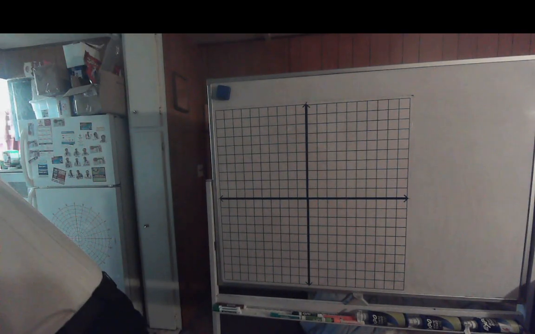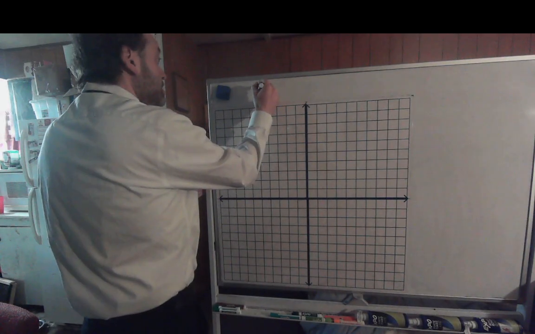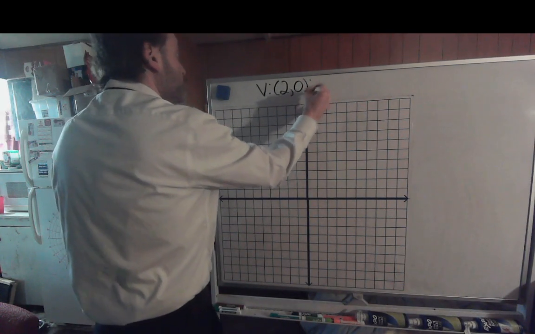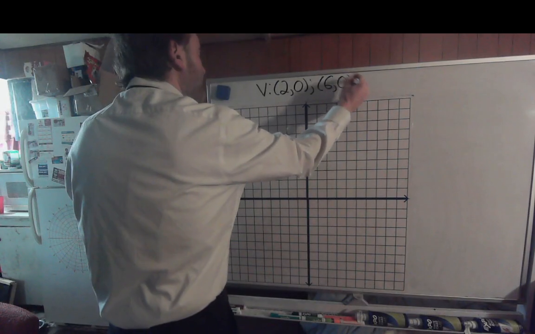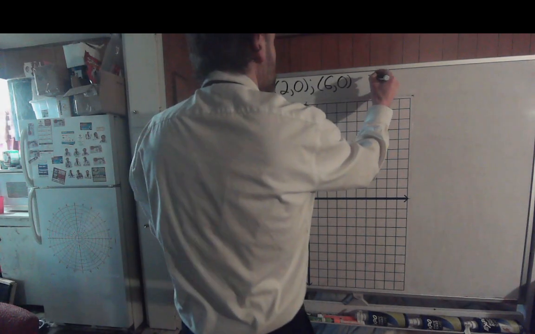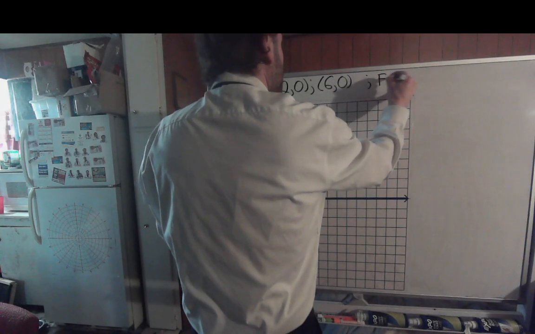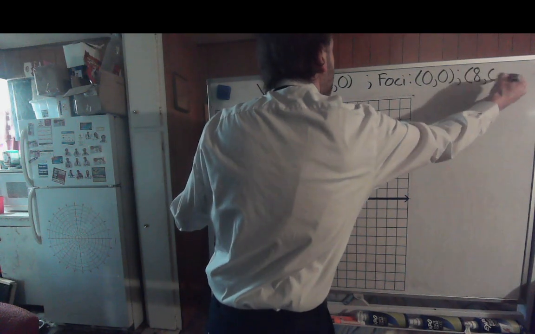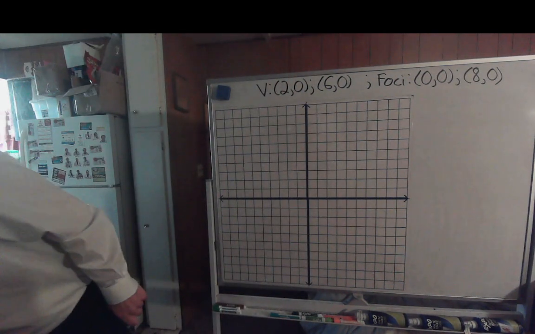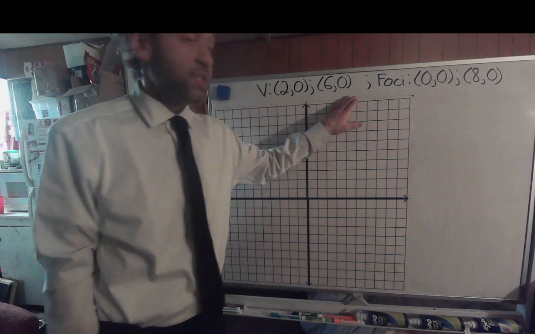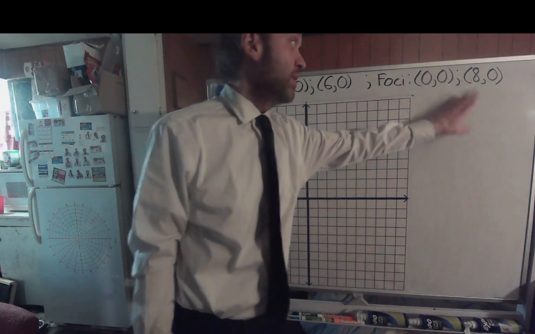Alright, so the vertices are going to be at (2, 0) as well as (6, 0) for this hyperbola. The foci are located at (0, 0) and (8, 0). So your vertices are located at (2, 0), (6, 0). Your foci are located at (0, 0), (8, 0).